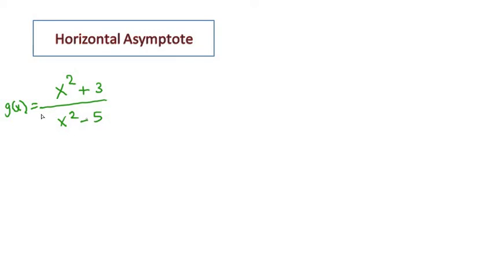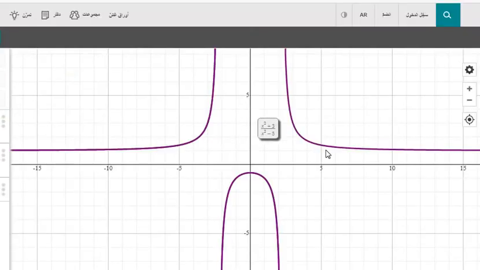Now, if we graph this function, we see that it has a horizontal asymptote at y equals 1, and it has two vertical asymptotes at x equals square root of 5 and negative square root of 5. We learned how to find the vertical asymptote by finding the zeros of the denominator. Now, how can we find the horizontal asymptote without a graphing calculator?